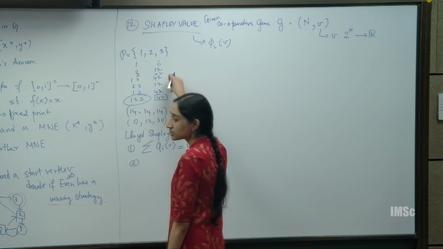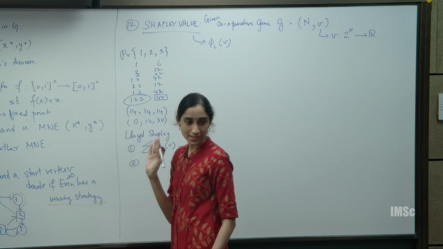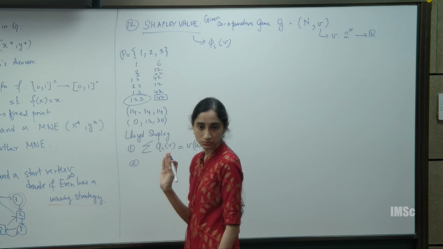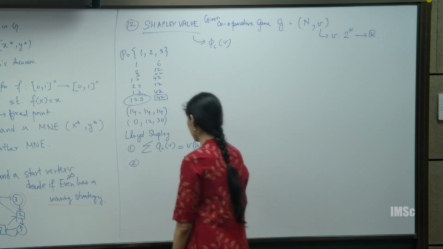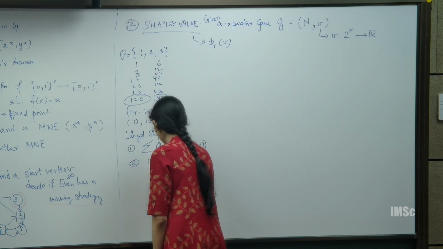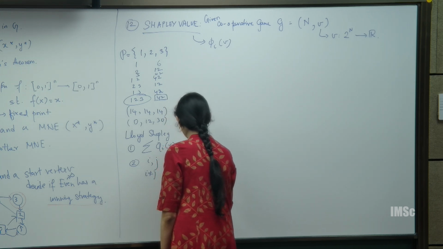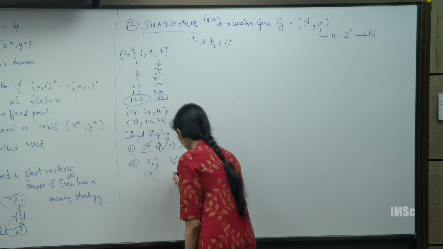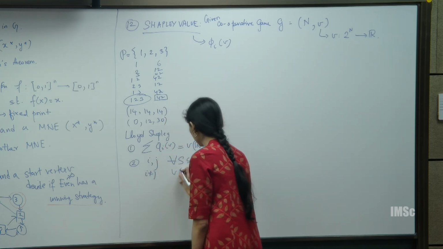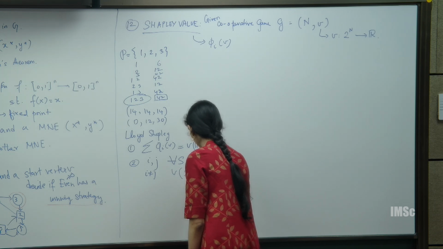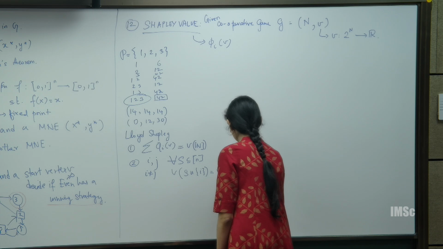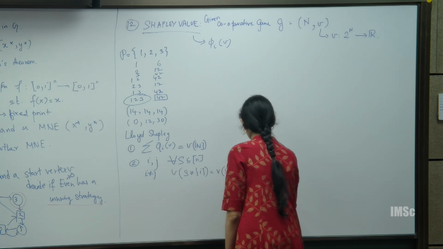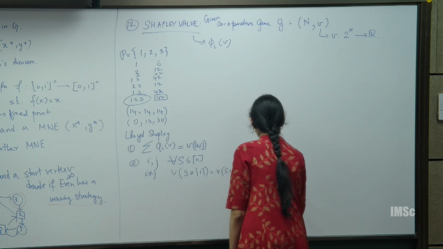Now if two players contribute equally, they should get equal payoff, right? So that is equal treatment of equals. Two people are equal, they should get equal money. Okay. So if I and J are two players, and for every subset S of 1 to n, if the value of S union I is equal to the value of S union J, then the Shapley value of I should be equal to the Shapley value of J.